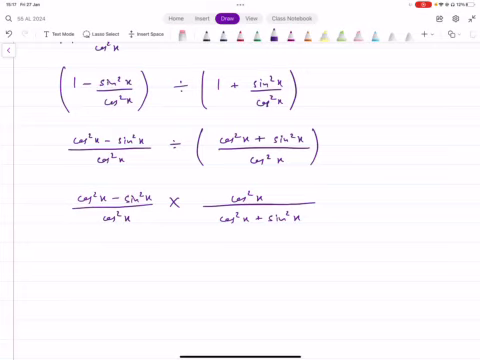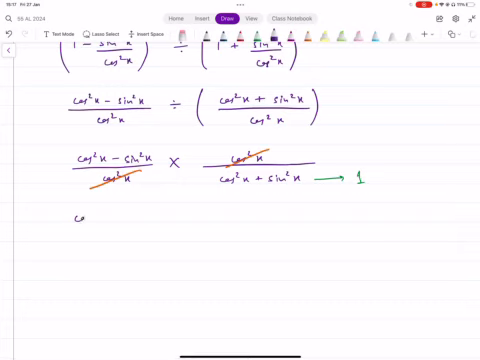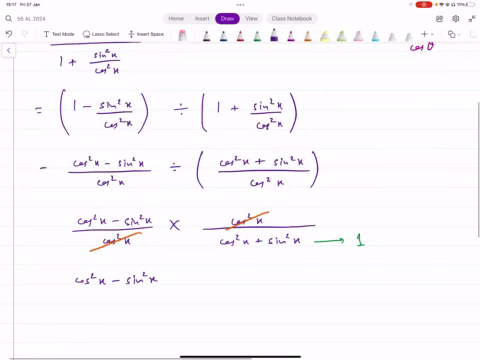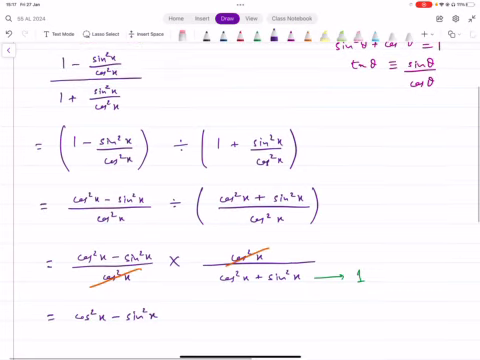No? Now we can do some cancellation. Cos square x and cos square x, they get cancelled. Cos square x plus sine square x, what's that? That's 1. So ये पूरी चीज 1 बन जाती है. What are we left with? We're just left with cos square x minus sine square x. So we have simplified this fraction on the left side to just this. Any problems with this? No?